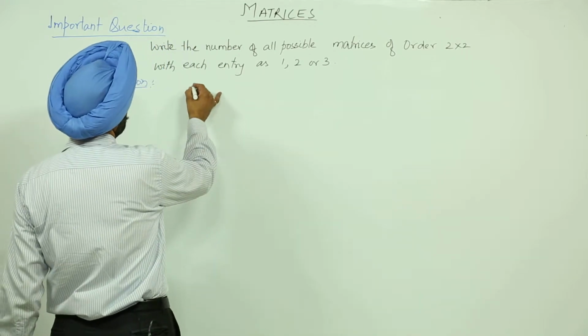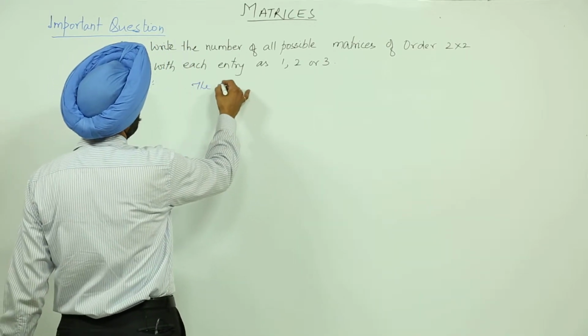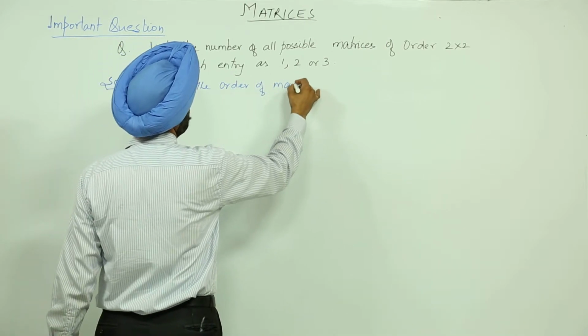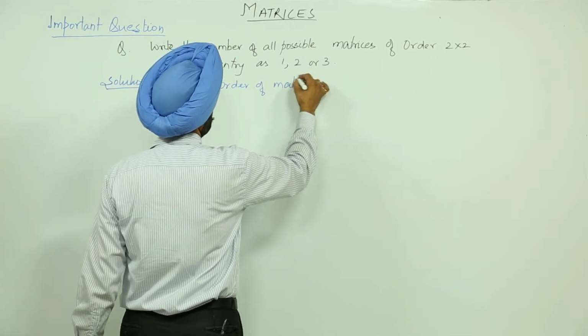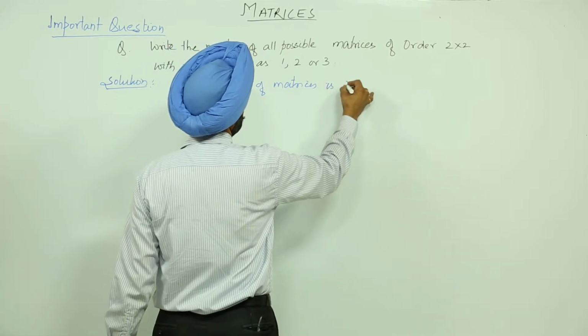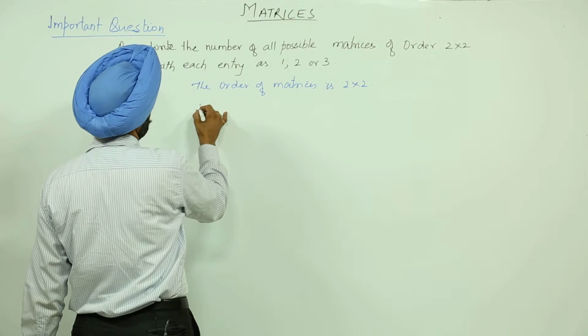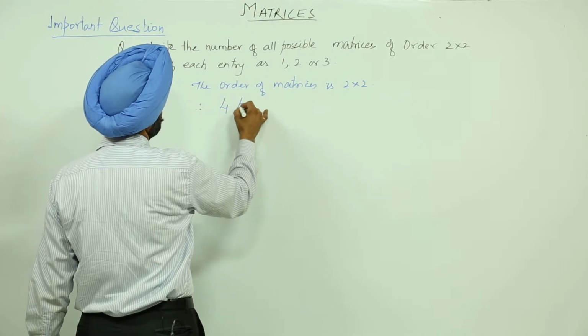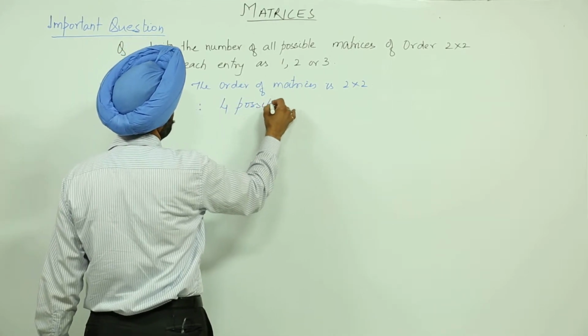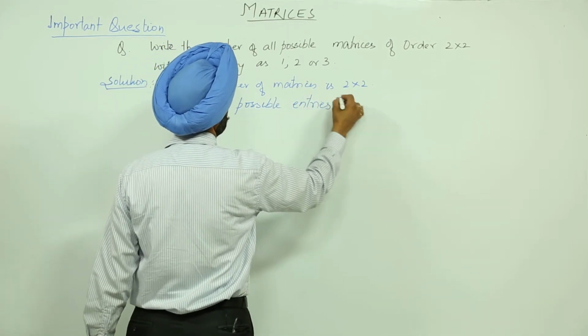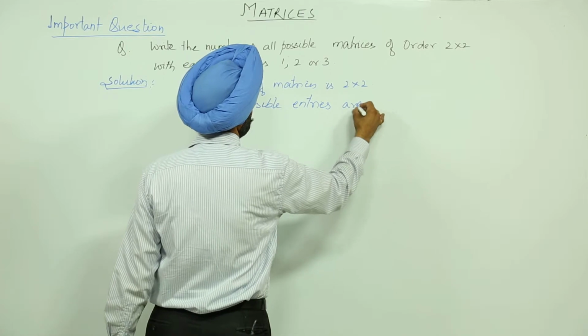Now, the order of a matrix is 2 by 2. Therefore, 4 possible entries are there.